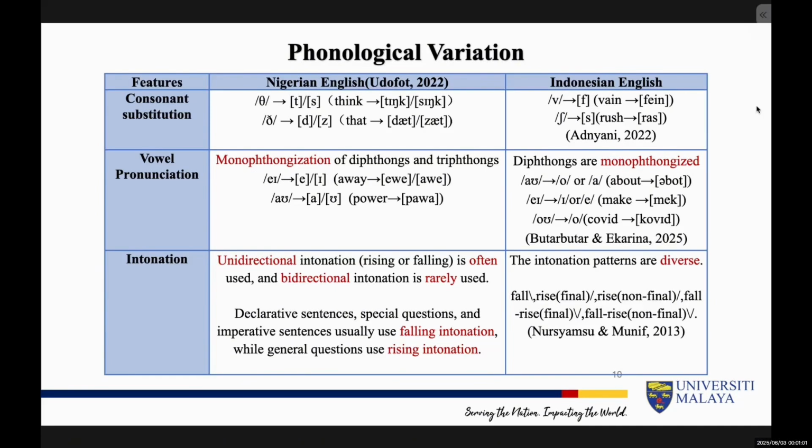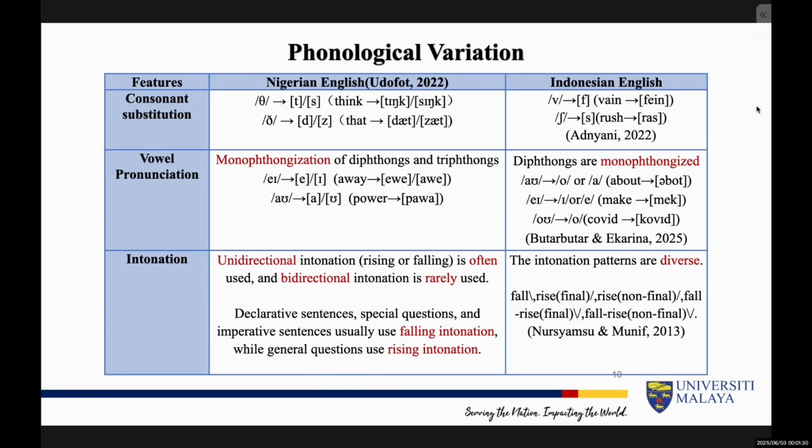And the third one is intonation. In Nigerian English, it will often use unidirectional intonation, and bidirectional intonation is rarely used. They will use falling intonation in declarative sentences, special questions, and imperative sentences, while using rising intonation in general questions. And in Indonesian English, the patterns are diverse and complex.